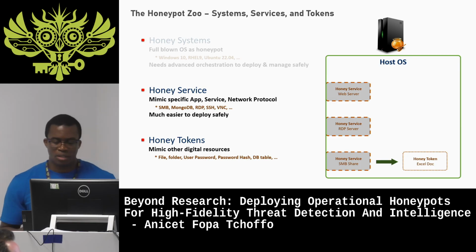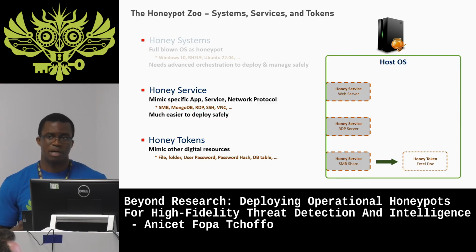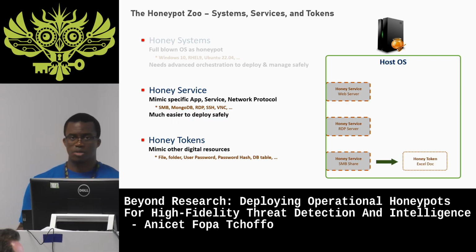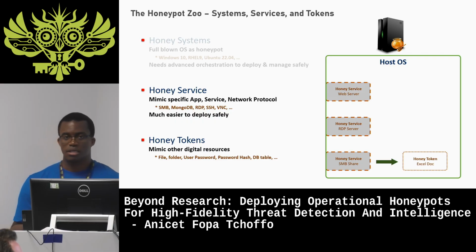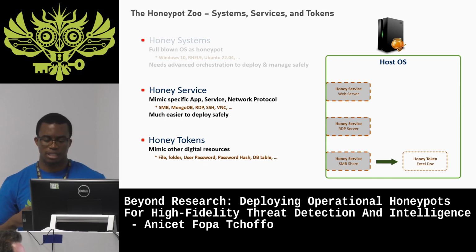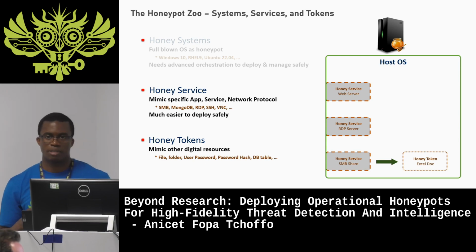And when it comes to deployment, these different types of honeypots are not mutually exclusive. They're usually powerful when combined. For example, you can have a system configured with multiple honey services that also has honey tokens scattered around its file system. It's all about creating believable and enticing lures for the attacker.